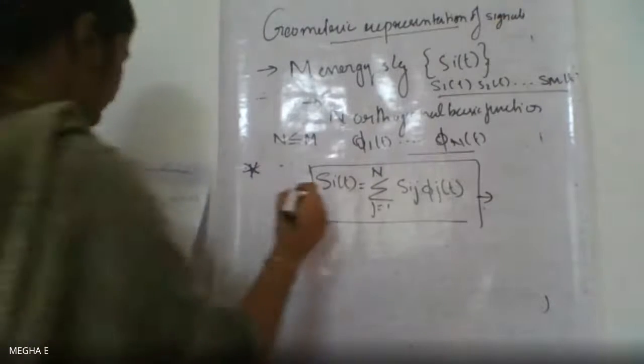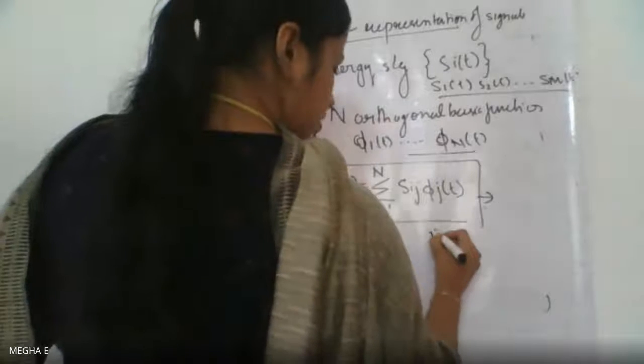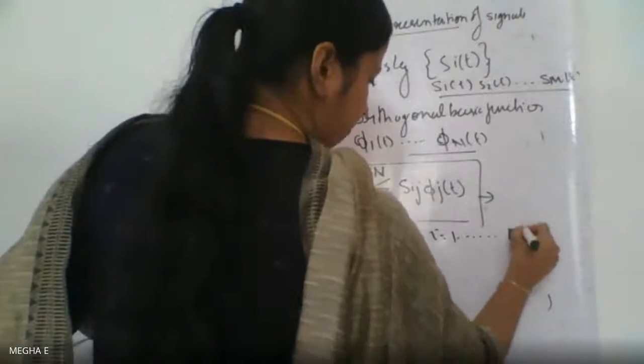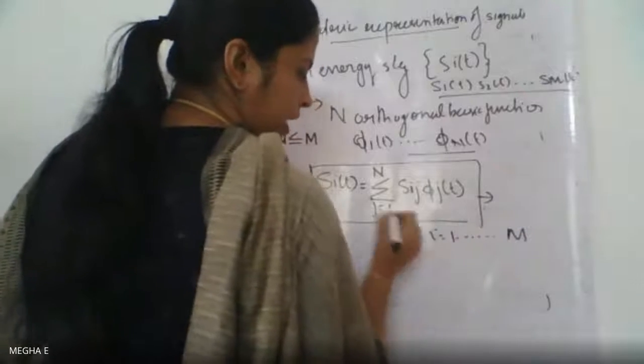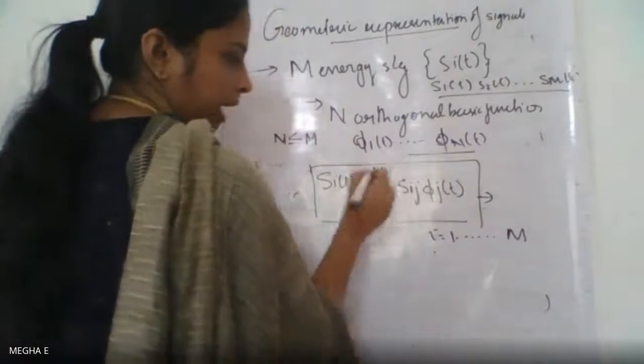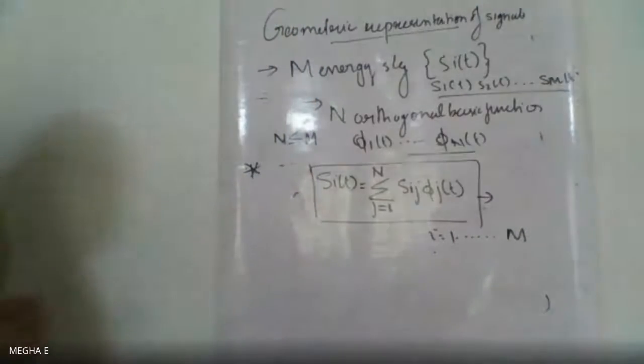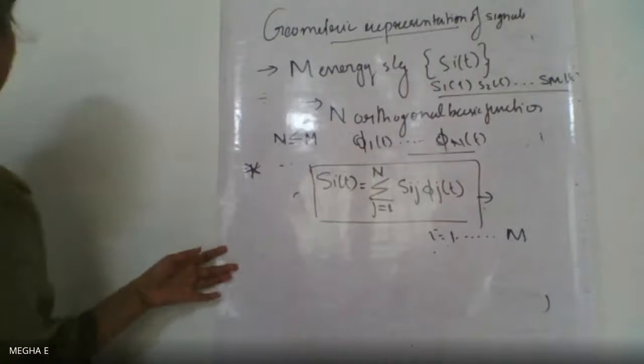Here i can take values 1, 2, 3, etc., m, and j takes values from 1 to n. Is it clear?